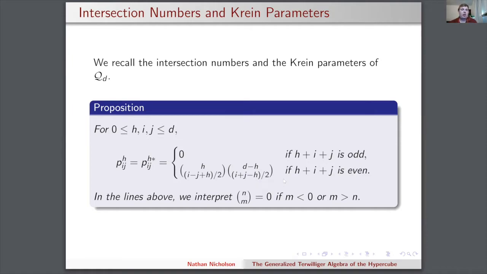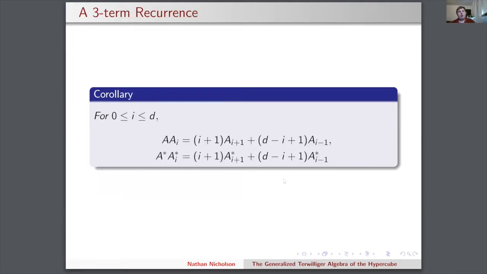And then we take care, with the above lines, to interpret and choose m to be 0 if m is less than 0 or if m is greater than n. Now, for i going from 0 to d, we get this nice 3-term recurrence among the distance matrices. So we get A times A_i is equal to (i+1) A_{i+1} plus (d-i+1) A_{i-1}, and the same with respect to the dual.